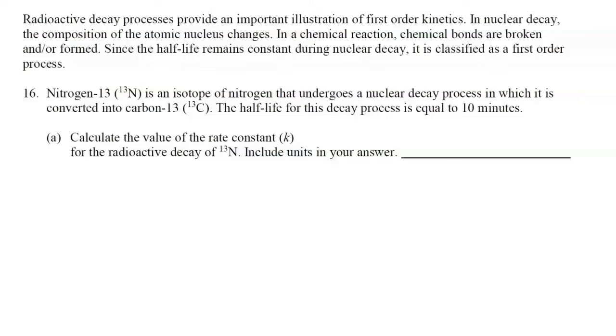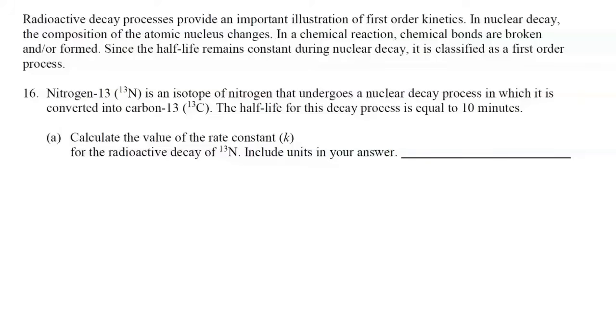Question 16 says that nitrogen-13 is an isotope of nitrogen that undergoes a nuclear decay process in which it is converted into carbon-13. The half-life for this decay process is equal to 10 minutes. Part A. Calculate the value of the rate constant K for the radioactive decay of nitrogen-13. Include units in your answer.